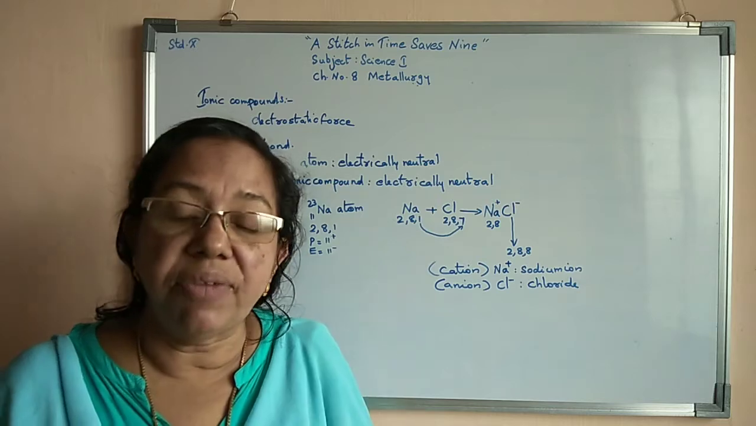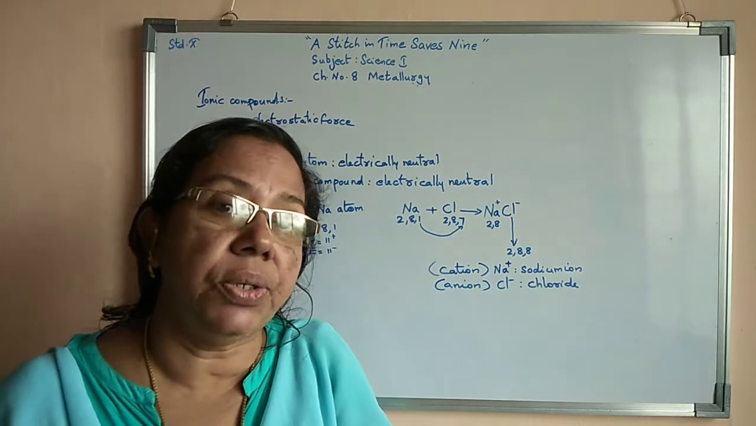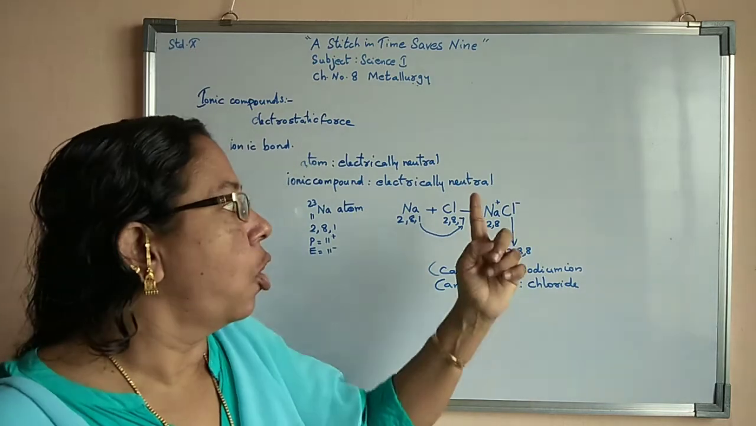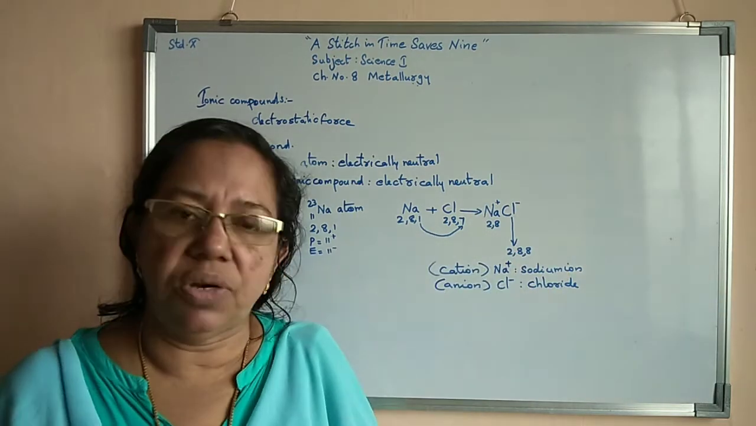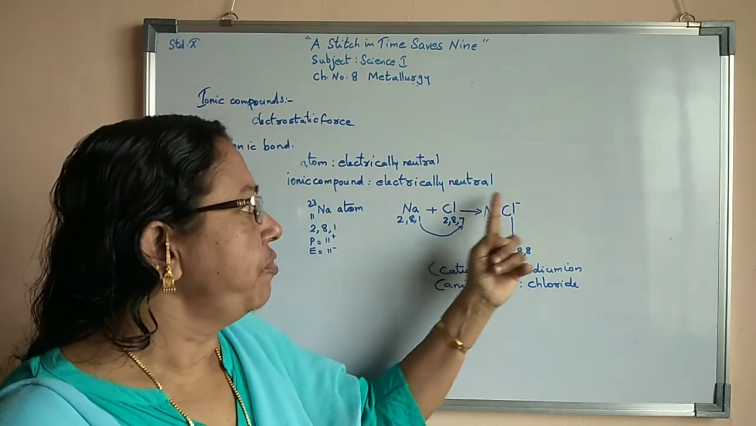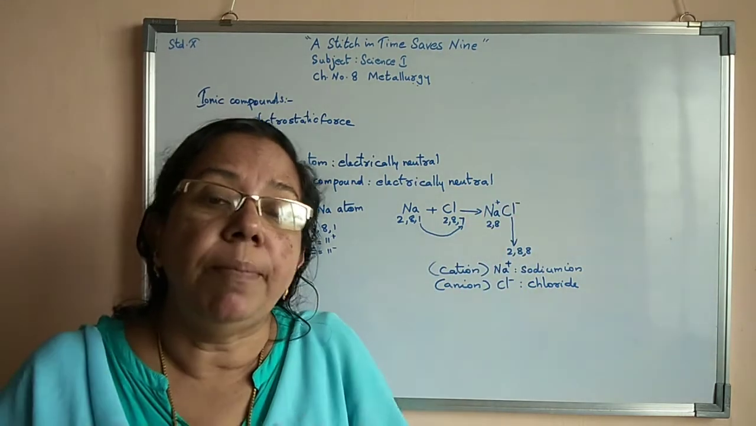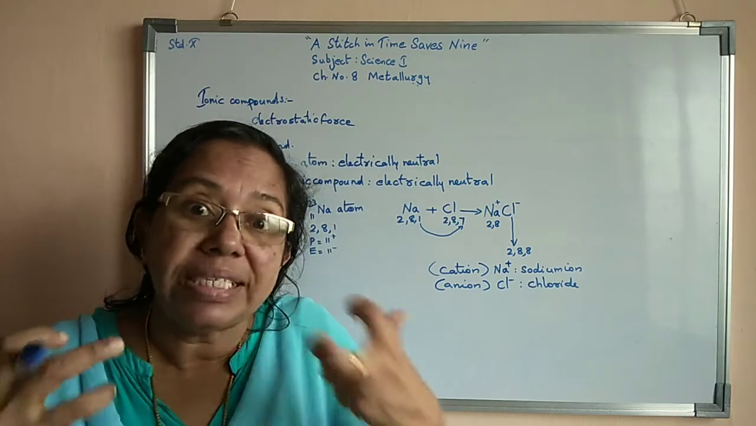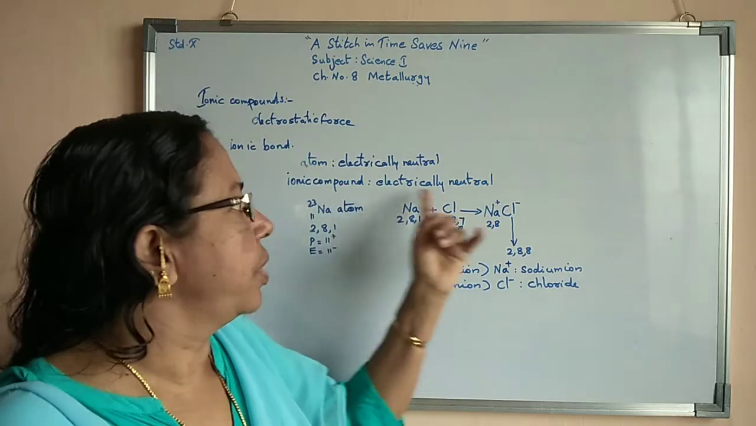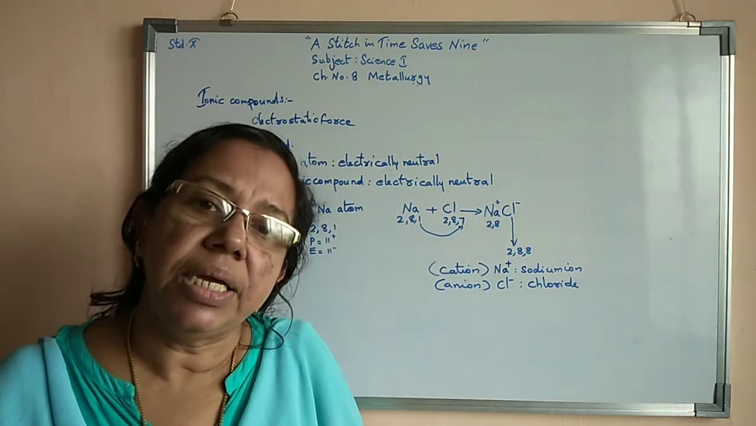So, why is an ionic compound electrically neutral? Because it has an equal number of oppositely charged ions. That is one reason. The second reason is that both of them have equal magnitude, equal strength. As a result, we can say that an ionic compound is electrically neutral.